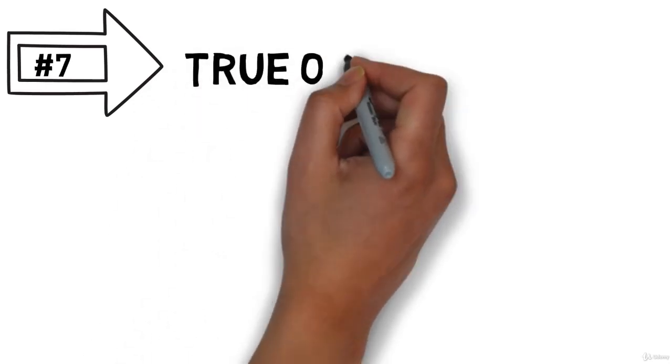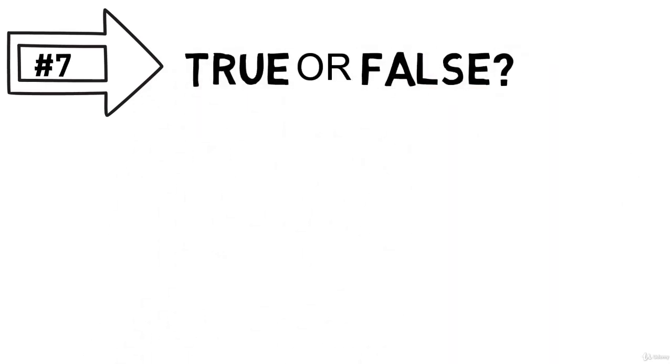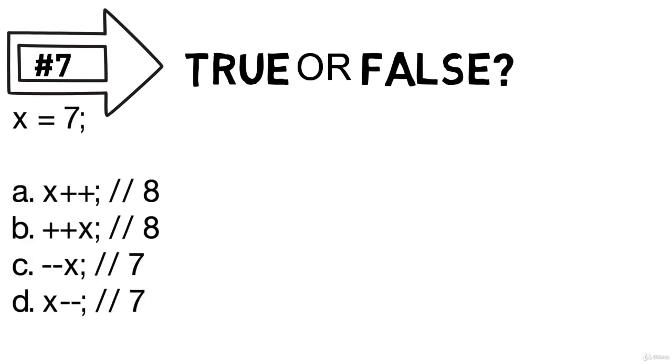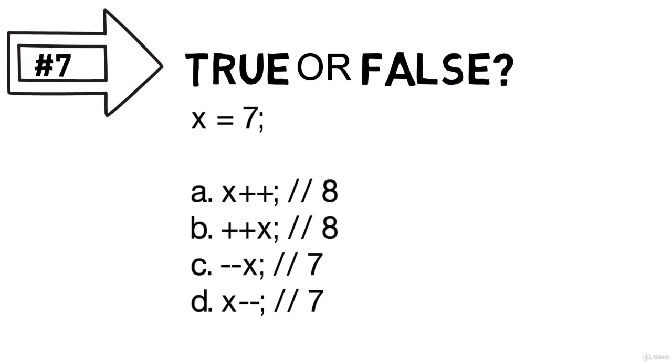Our first question involves the increment and decrement operator. Look at the following statements and identify the true and false statements. We'll say that x equals 7. For each choice, let's imagine that x resets. The value of x isn't changing as we go down our list of options. We are just looking at how each operator returns the value of x. Go ahead and pause the video and resume when you have come up with a conclusion.